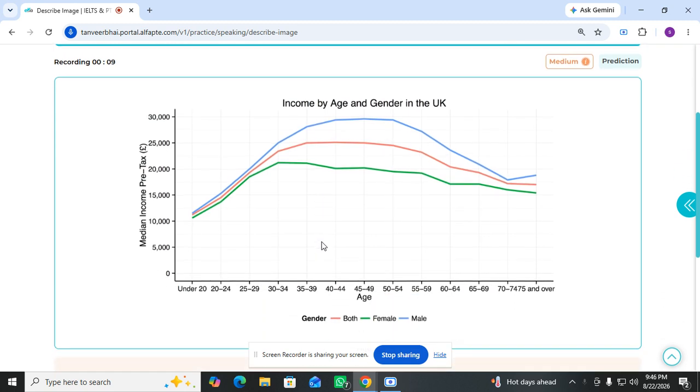The highest percentage, the median income per tax, is 30,000, 25,000, 20,000, and also the lowest percentage, 50,000, 10,000, and 5,000. Under 2024, the age groups 50 to 59, 30 to 34, and 70 to 74, and over, with gender both female and male. In conclusion, we can see there are different types of color like blue, yellow, red, purple, and also black, orange, green.